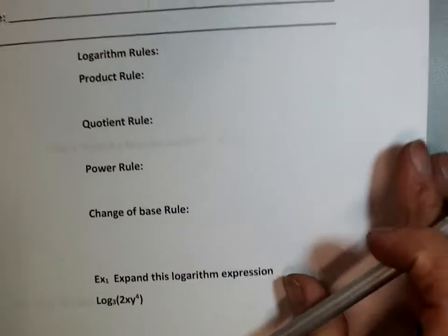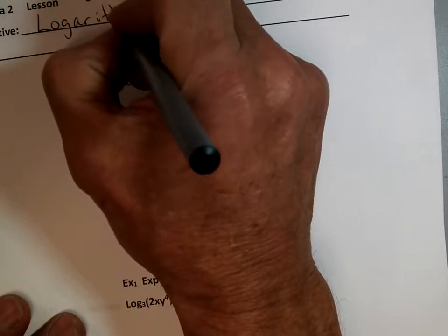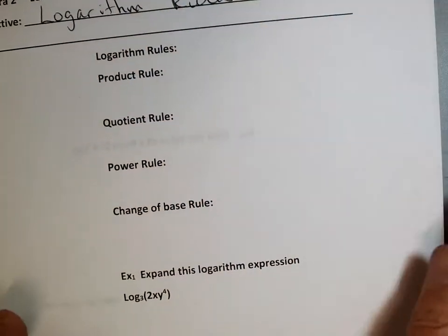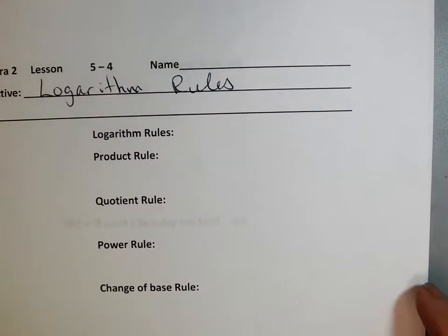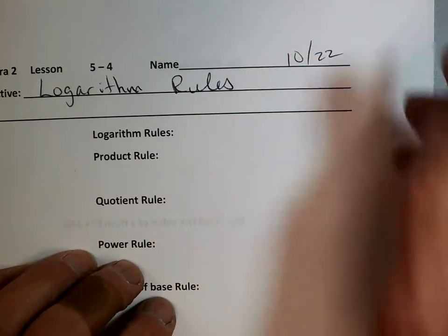Okay, here we go. Today we're going to talk about the logarithm rules. Logarithm rules, and today's date is 22nd. Okay, the product rule.